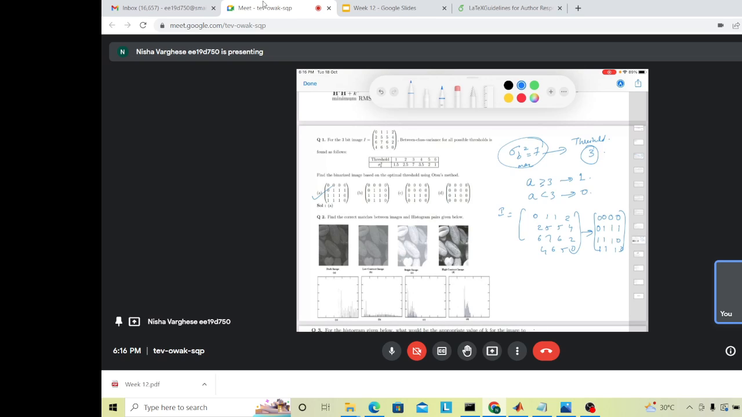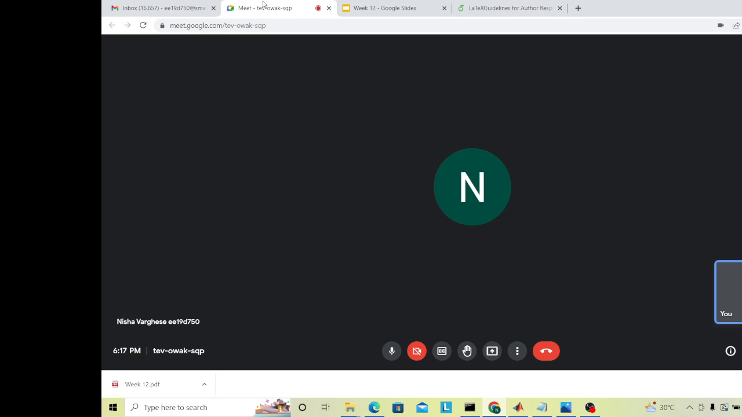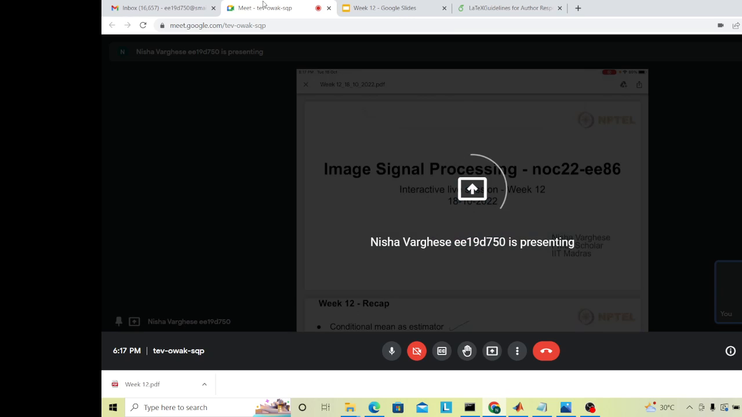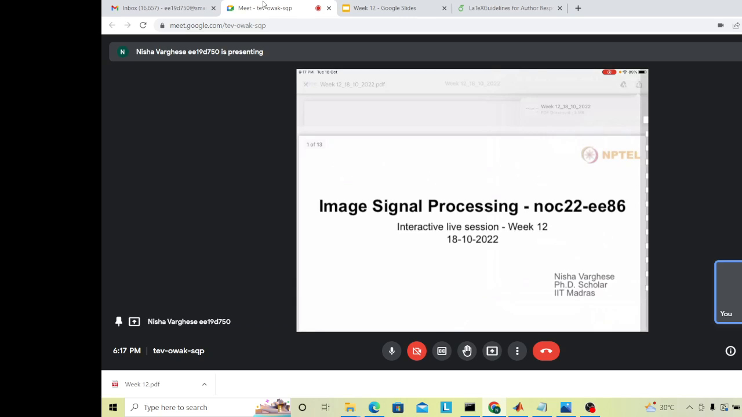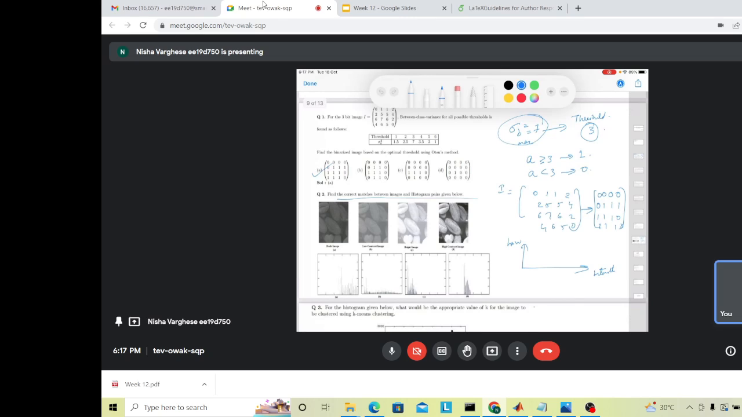Next question is, find the correct matches between images and histograms pairs given below. So which one is a higher contrast image? So histogram tells x-axis is intensities and y-axis is how many pixels are having that intensity.